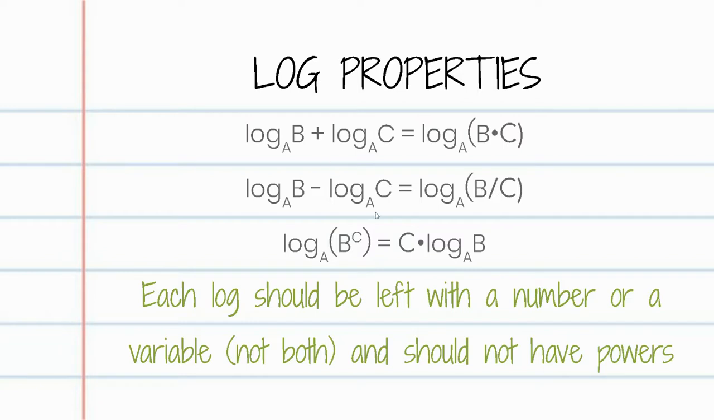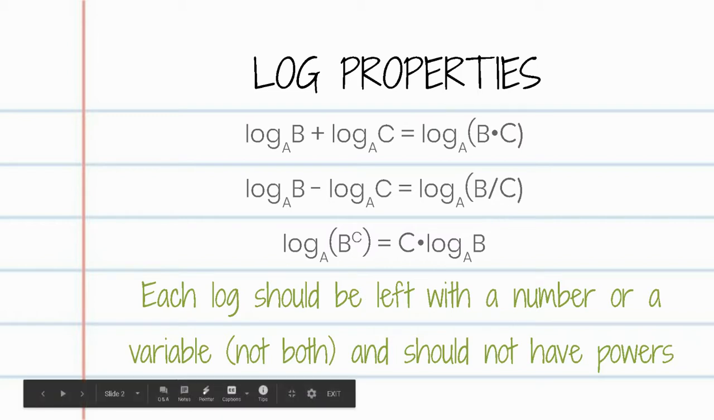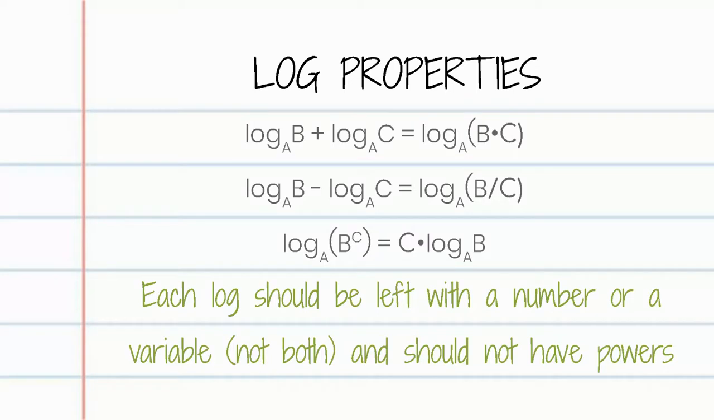And then anything that has a power, that power is going to go out front and it's going to stay there. So we don't want anything with a power left inside, and we want there to be one thing in each log, not two that are either being multiplied or divided like this. And that can be numbers or it can be a variable. So it can be a number, it can be a variable, not both, and it shouldn't have any powers.